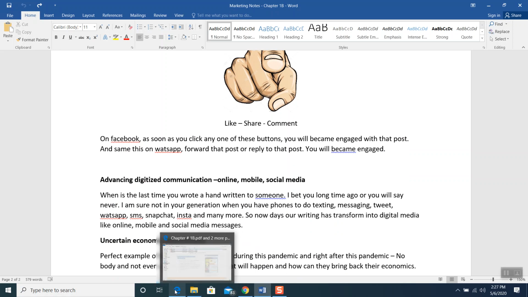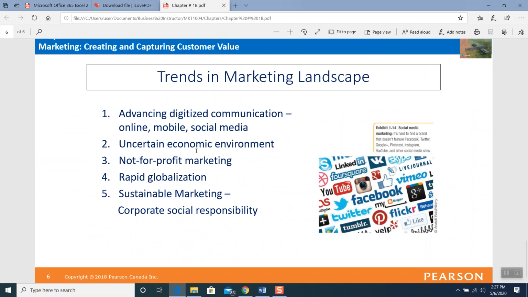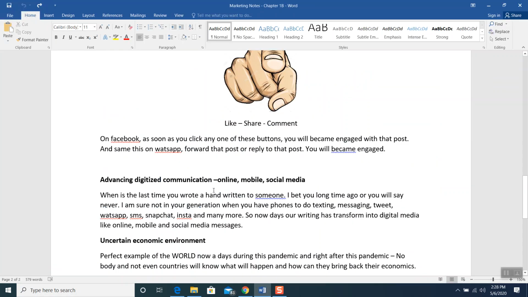Next one, trends in the marketing landscape. So marketing is 1,000 years old, right? But now there are new trends coming in marketing. So what are the new trends? For example, show me hands or tell me who has written a handwritten letter to someone recently. The answer is I cannot see any hands. I cannot see anybody who can say yes.